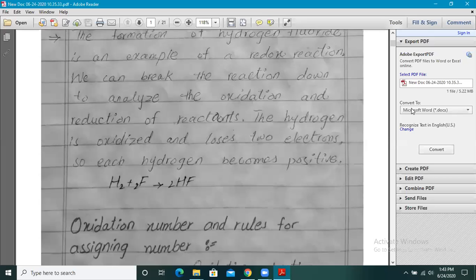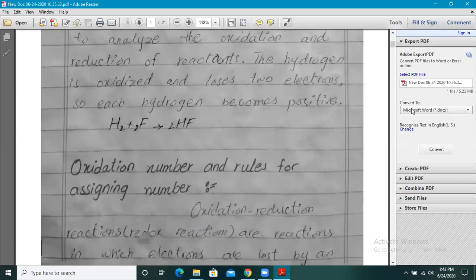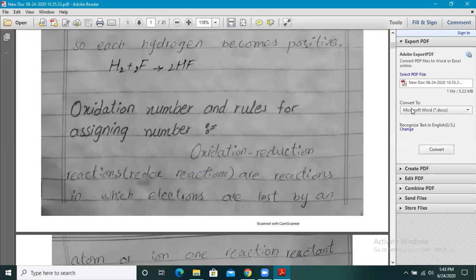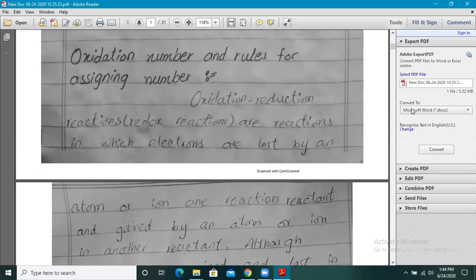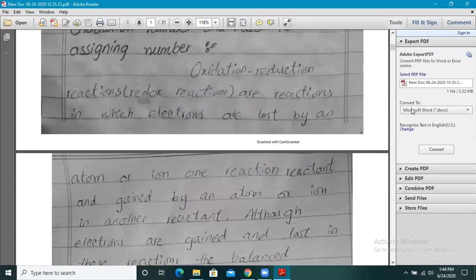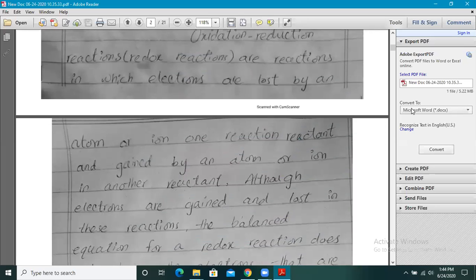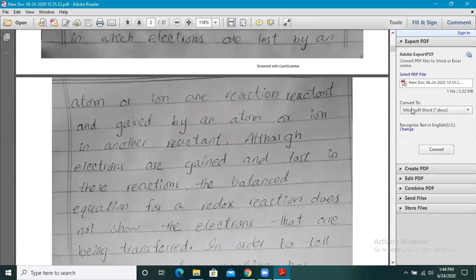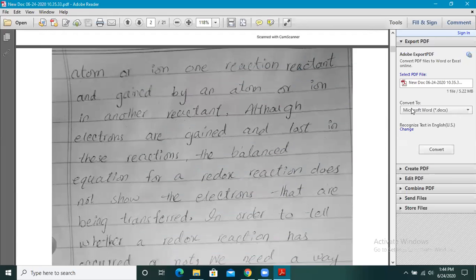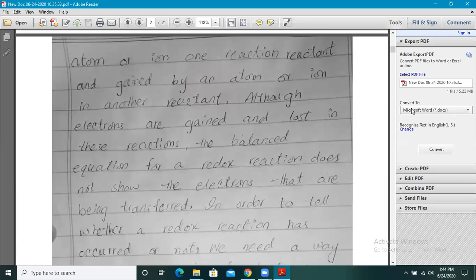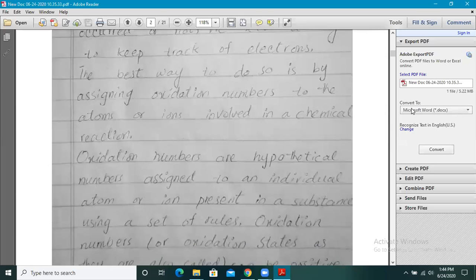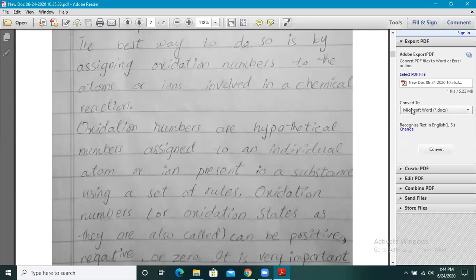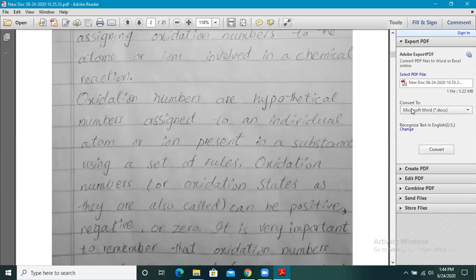Oxidation number and its rules of assigning the numbers. Oxidation-reduction reactions are reactions in which electrons are lost by an atom or ion in one reaction and gained by an atom or ion in another reaction. Although electrons are gained and lost in these reactions, the balanced equation for a redox reaction does not show the electrons that are being transferred. Oxidation numbers are hypothetical numbers assigned to the individual atoms or ions present in the substance using a set of rules.